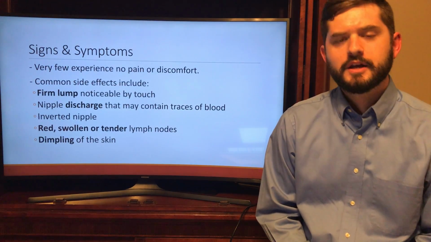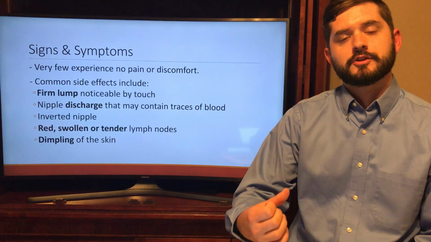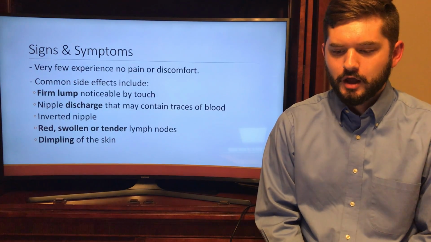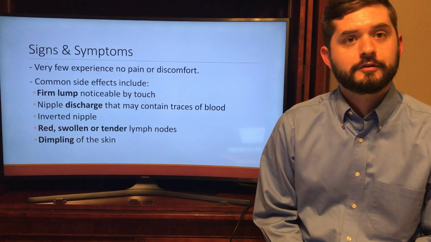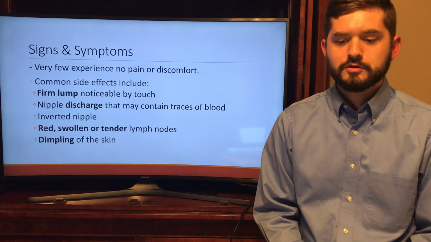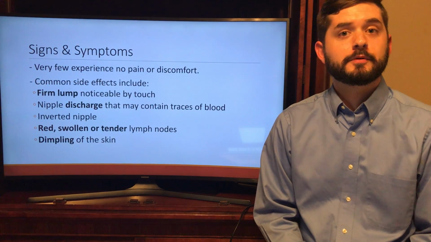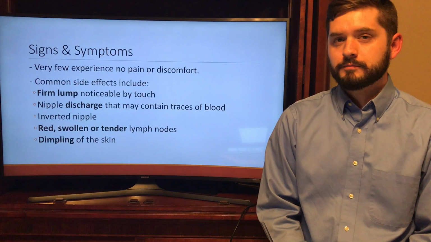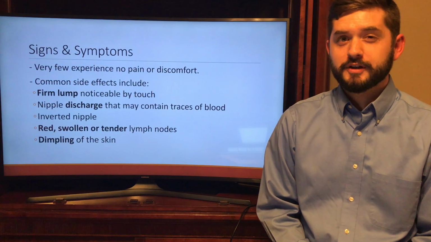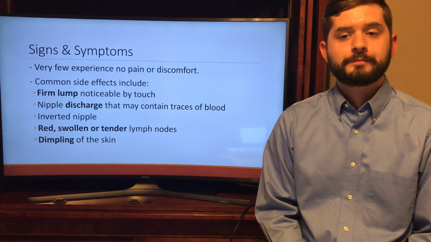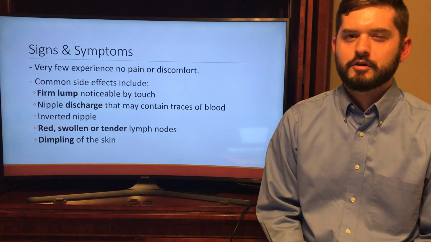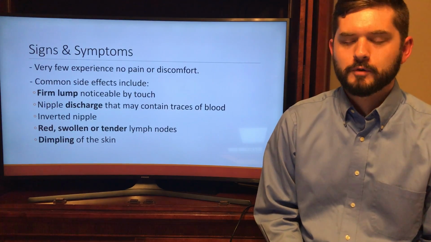Also, another symptom is an inverted nipple. Instead of sticking out, it actually goes in, maybe soft and inverted. Also, the lymph nodes underneath the armpit or across the chest may become red, tender, or swollen. So that, along with the palpable lump, would be an easy symptom to find. Also, another one that is possible is dimpling of the skin. Instead of the skin being smooth, it may have some dimples, some little indentations across it, and that's always something worth checking out as well.